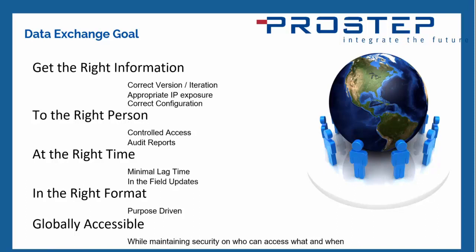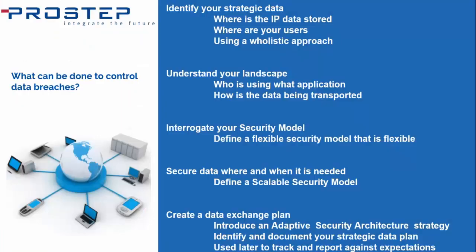Are we always using VPN for accessing your data? Are you always using a secured method to translate your information? Are you encrypting your data? All of these play a role in making sure that you meet your goal of exchanging your data, especially your intellectual property data. So what can we do to help control it?